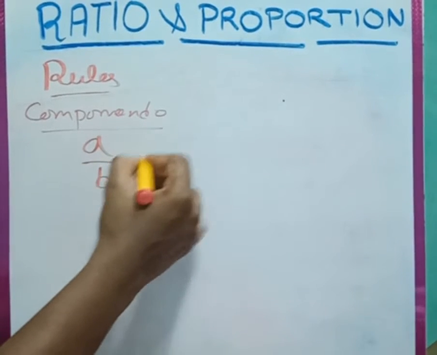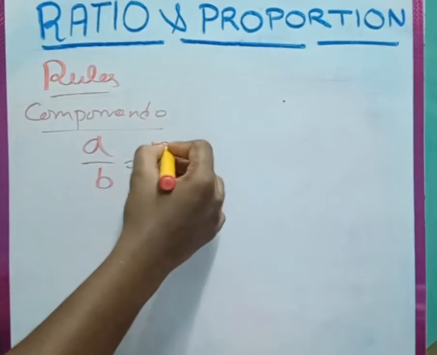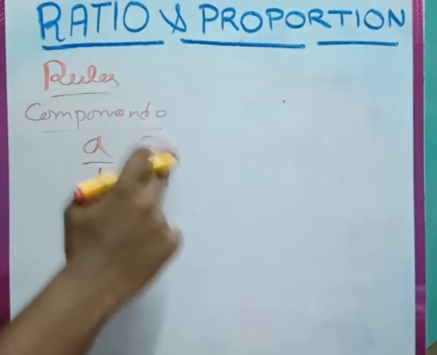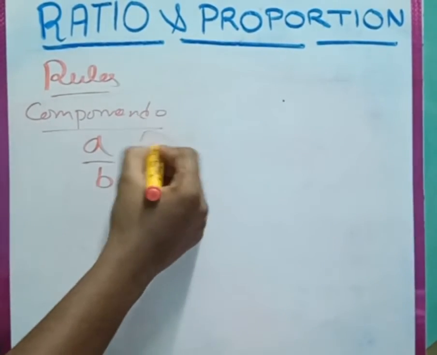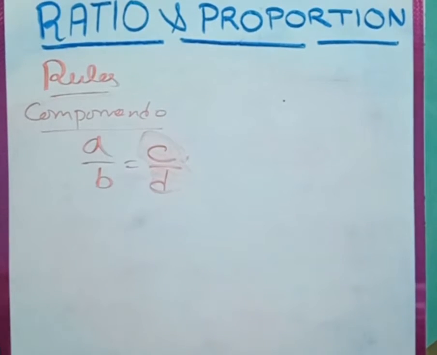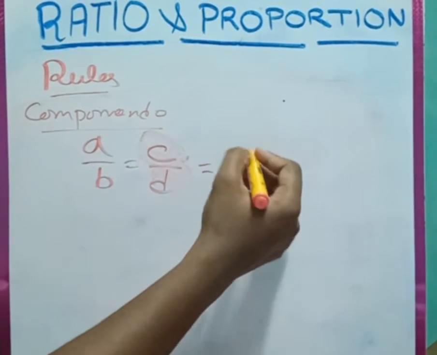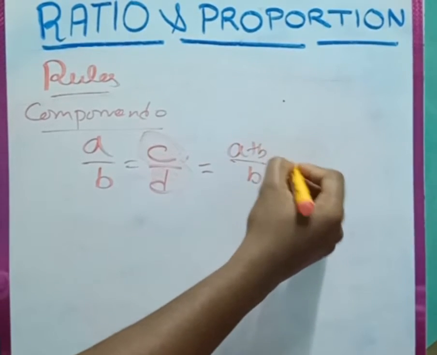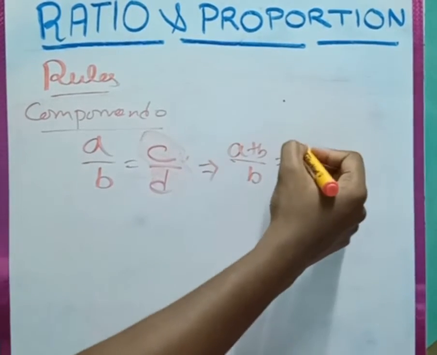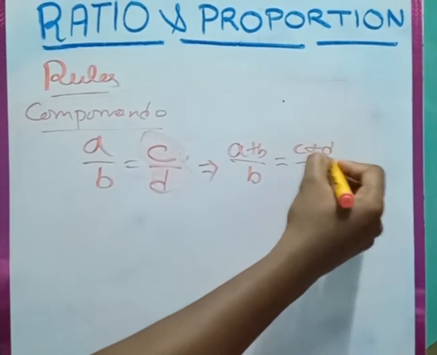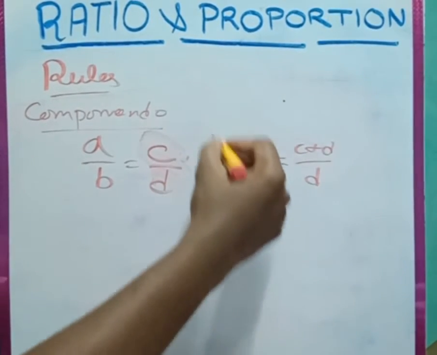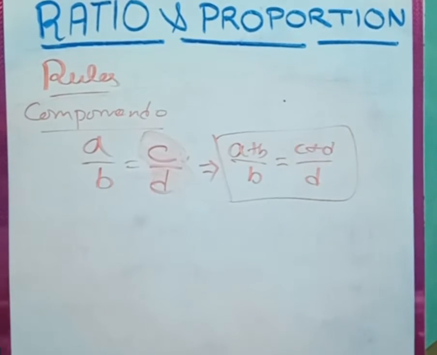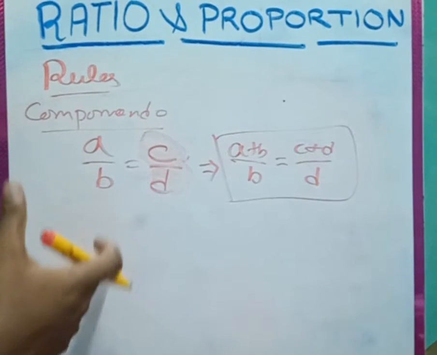a upon b equals c upon d, the componendo rule says a plus b divided by b equals c plus d divided by d. So this is the componendo rule, guys. We will use this rule while solving questions. At that time you will understand better why we are using this and where to use it.